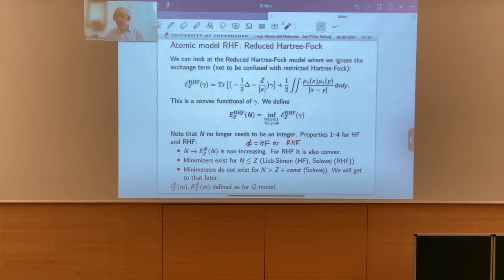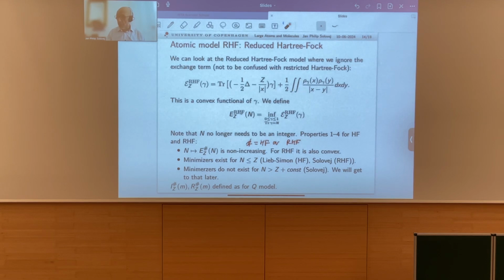Again, these are non-increasing. This is a non-increasing function. For reduced Hartree-Fock, it was also convex. Minimizers exist for n less than or equal to z. This time it was proved for Hartree-Fock by Lieb and Simon. For reduced Hartree-Fock, I proved it, but it's not particularly difficult.